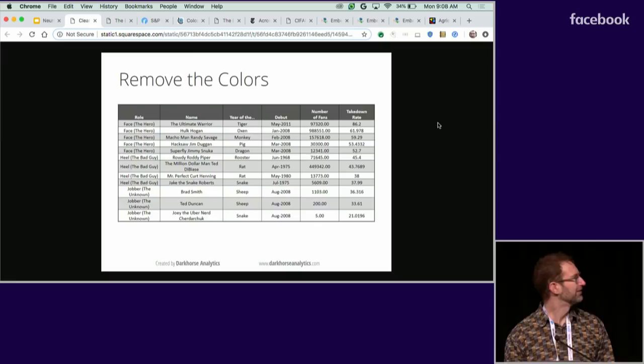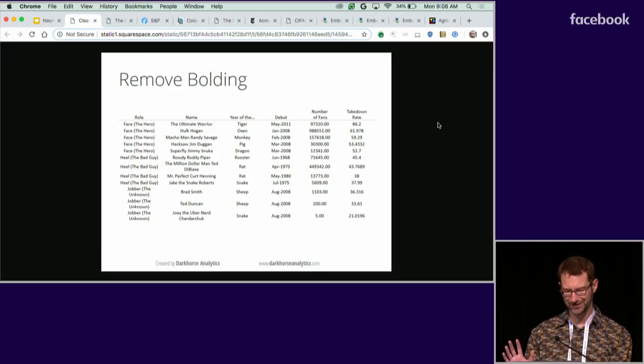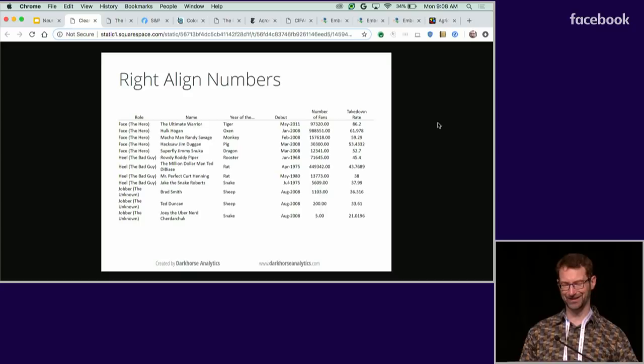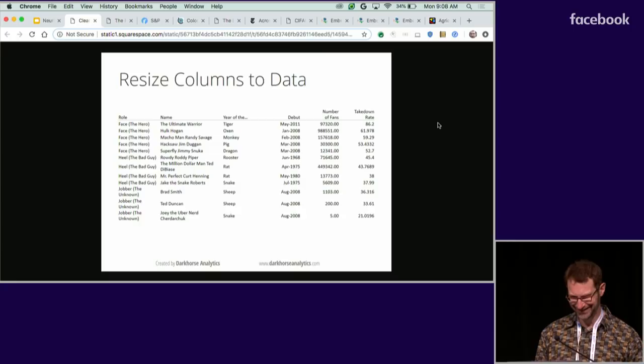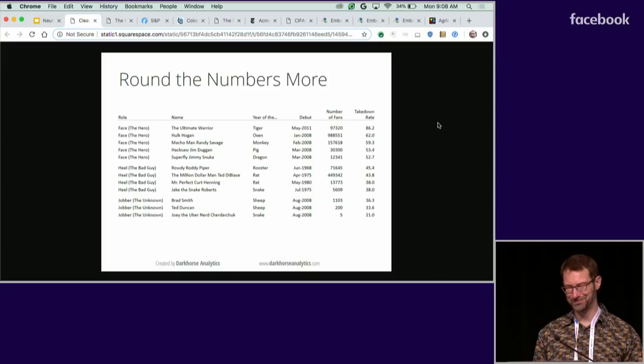So they start out with this bad table. They remove colors, remove grid lines. In fact, they remove all those fills. No borders. Watch this alignment. It's like you breathe easy when things get aligned. Yes, let's resize those columns, please. Oh, look, the white space is working for us. Look at them rounding the numbers. Look how much better that is. Round your numbers, folks.